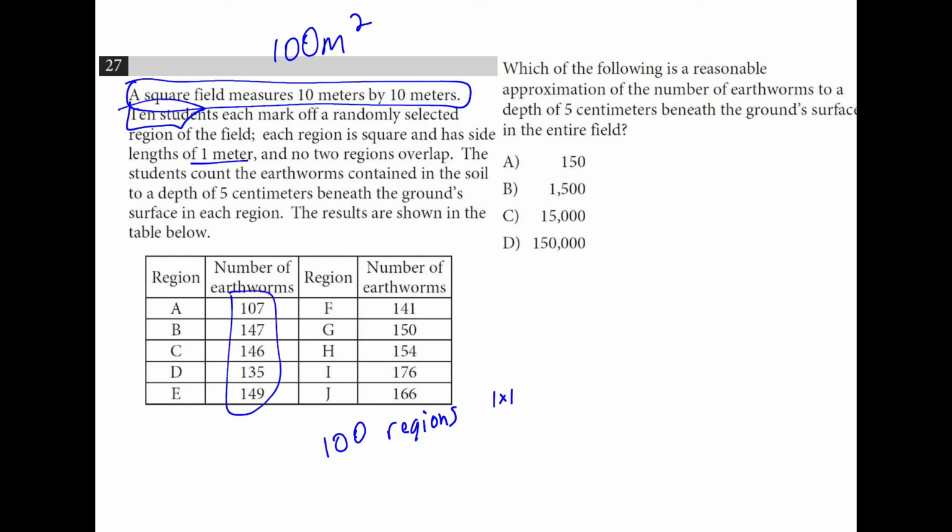And if you look at the number of earthworms, and we try to find about an average, and I'm also kind of looking at the answer choices, I'm guessing that the average is 150. If we want to know how many earthworms are in the entire field, we're going to multiply that by how many possible regions there are, which is 100. So another way of multiplying by 100 is adding 2 zeros. So the answer is 15,000.